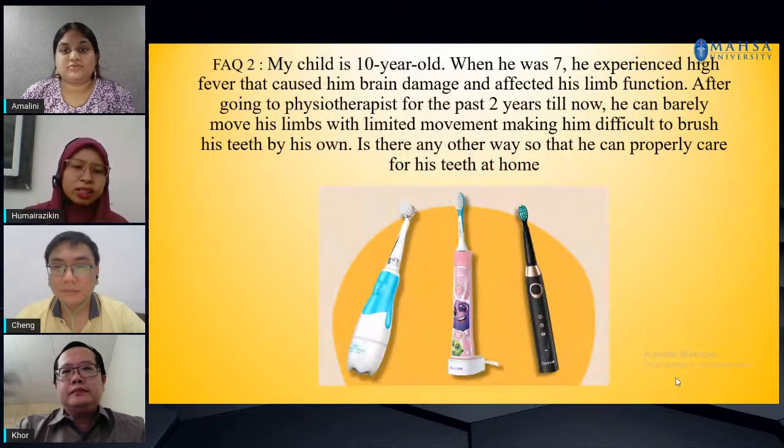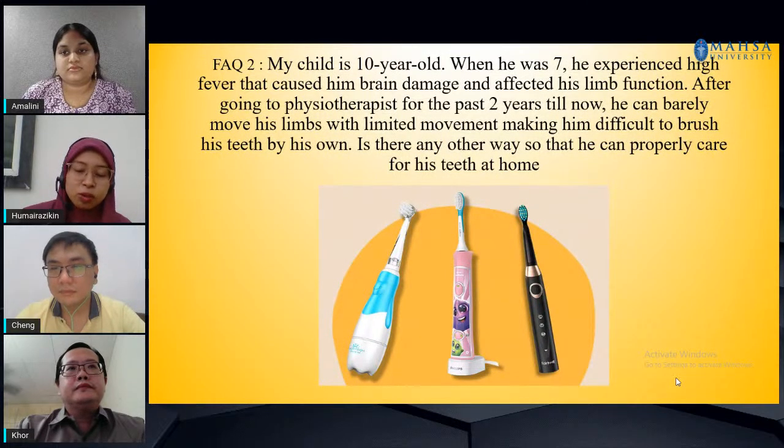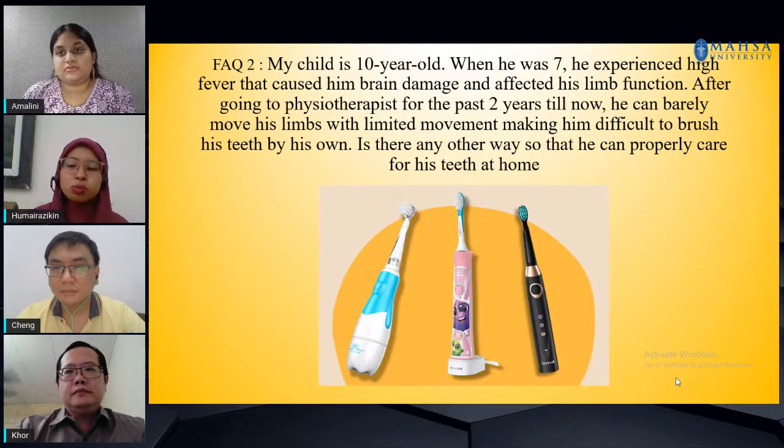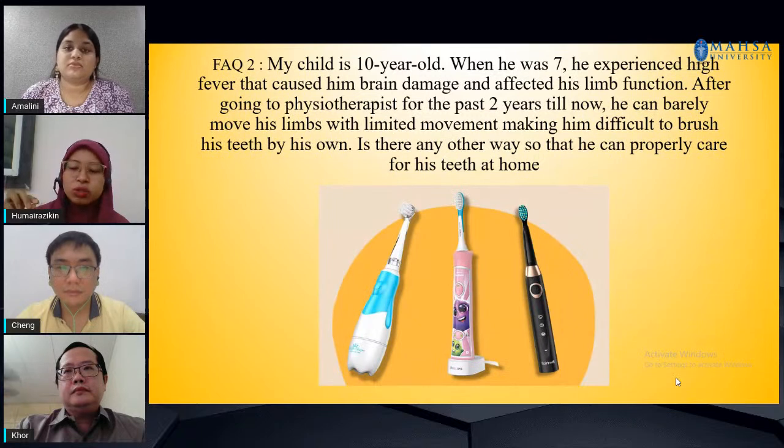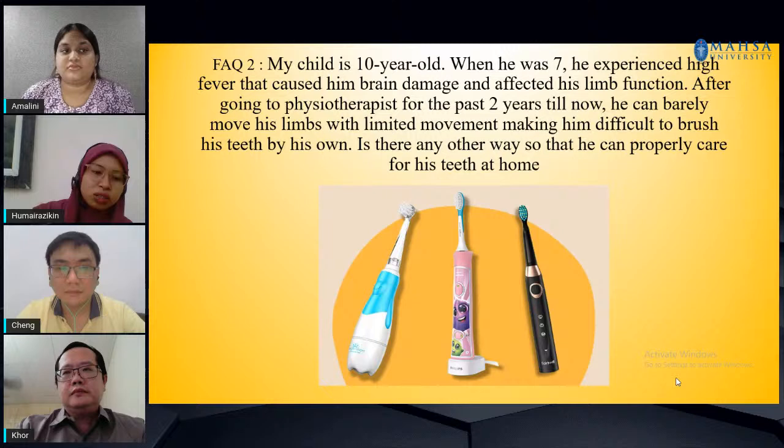Okay, here is the other scenario. My child is 10 years old. When he was 7, he experienced high fever that caused him brain damage and affected his limb function. After going to physiotherapist for the past 2 years till now, he can barely move his limbs with limited movements, making it difficult for him to brush his teeth on his own. Is there any other way so that he can properly care for the teeth at home? Can Dr. Kaur again address us with these situations?